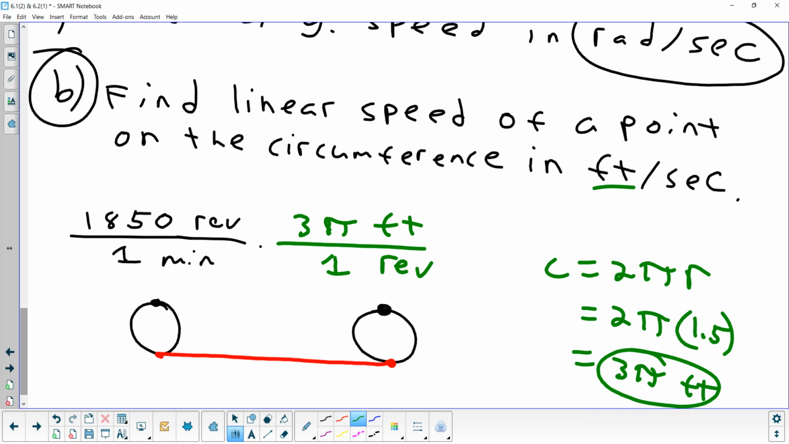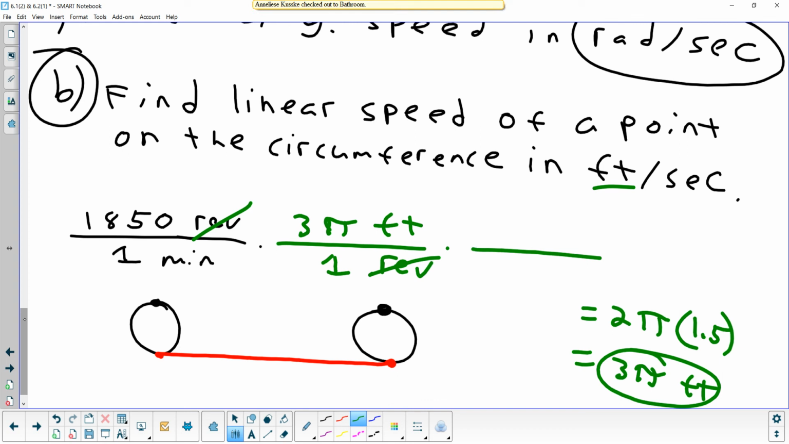So the number of feet in a revolution is not a standard conversion. You have to figure that out every time. It's not like how many seconds in a minute. That never changes. But how many feet in a revolution depends on the size of the tire. All right, so we got that. So feet per minute. And what's the last conversion that I would need to get the answer they want? Mabel?